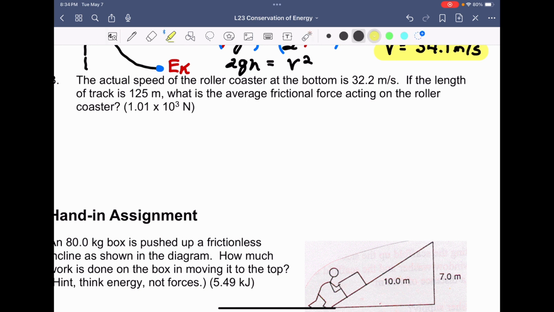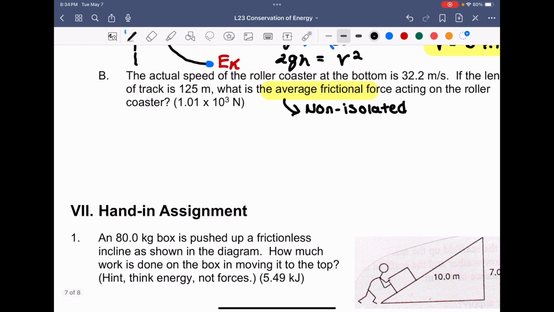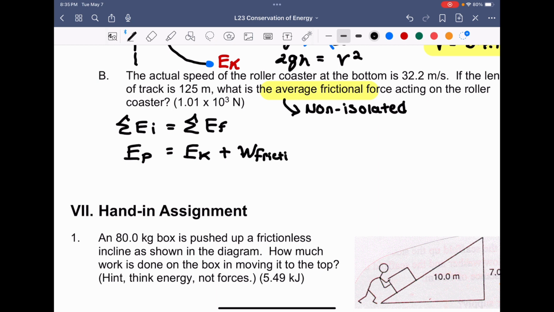Okay, we now have frictional force, meaning this is non-isolated. Right away, as soon as you see those key words, this is non-isolated, because there is some work being done that changes the overall mechanical energy in the system. So here's what we're going to do. If there is some work being done, the sum of the energy in the initial position equals the sum of the energy in the final position. The original energy is the potential energy, which is unaffected, but in the end we have kinetic plus some work due to the friction. I'm going to call it work friction, just to be very specific here.